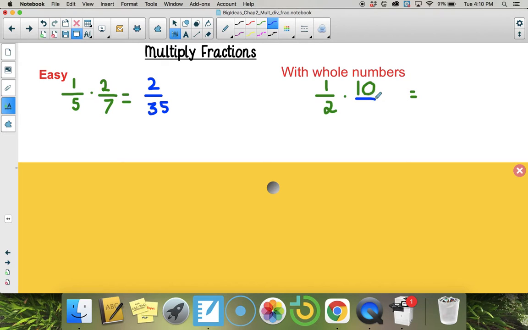Sometimes you'll multiply a fraction times a whole number. We usually like to put a 1 underneath the whole number, and then again you can just multiply across, so this would be 10 over 2, and you should know 10 over 2 is the same as 5.